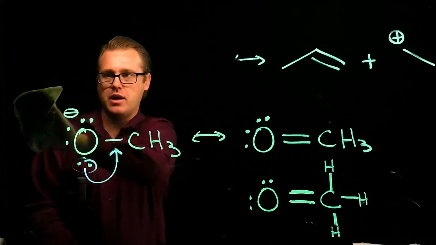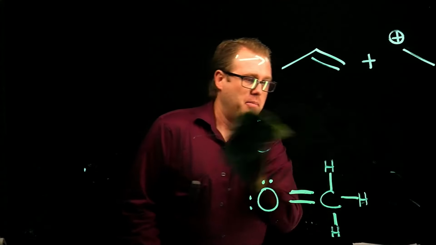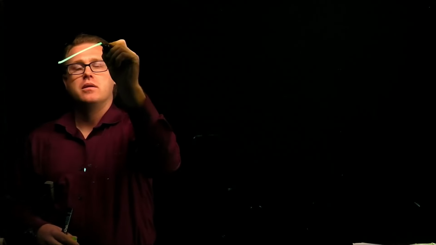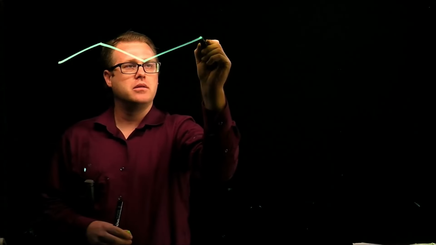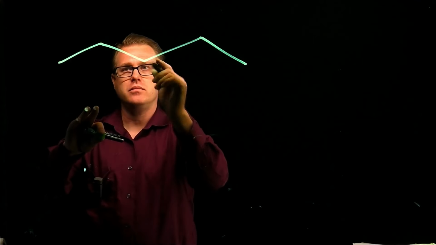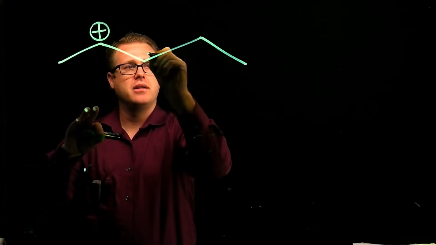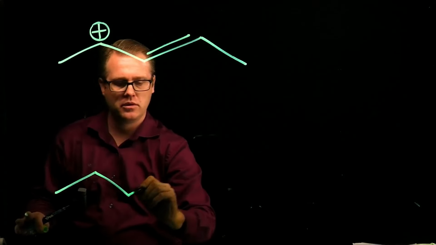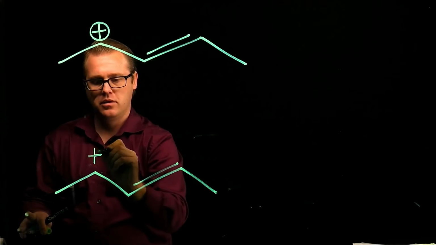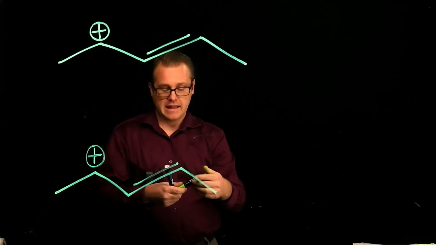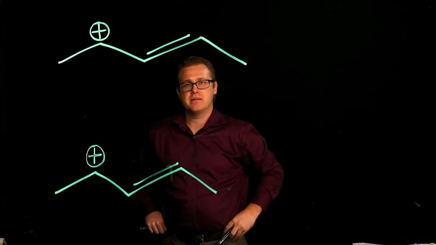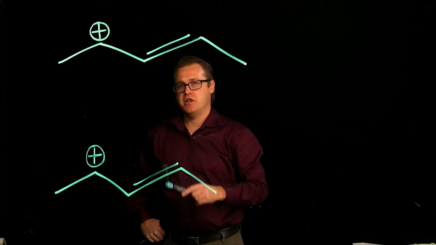So let me show you one more example. I know we're short on time here about do not break the octet rule. And this is what I'll leave you with for today. Okay, let's see here. Let's say we have a positive charge there and a double bond there. Okay? Now, I'm not giving you the answer. I want you to think about this and come to class and tell me what you think.